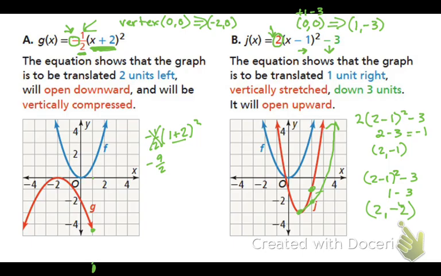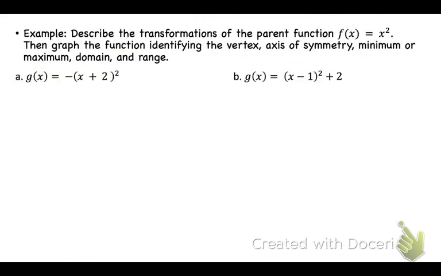Questions? Okay, so when I want you to describe the change, you're going to go through each of these things and describe what happens to it, right? That's all you're going to do. Have you done that before? Okay, so describe the transformation of the parent function. The parent function is x squared. So 0, 0 goes somewhere. That's the vertex. We're going to talk about if it's reflected, and if it goes narrower or wider, that kind of stuff.